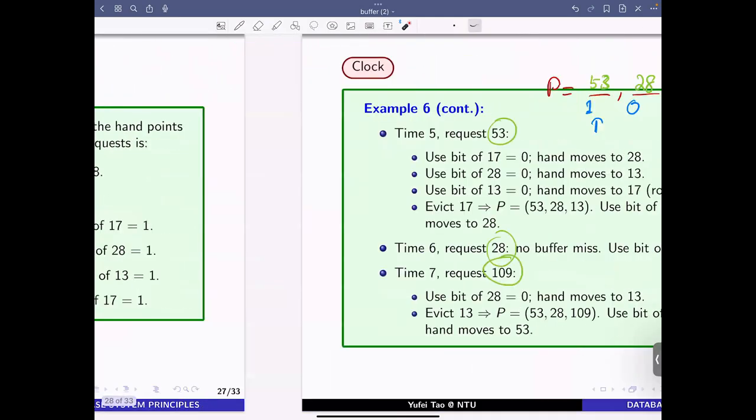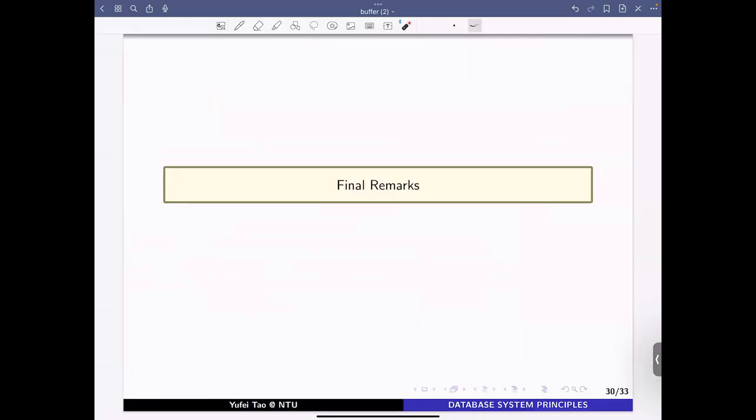All right, so we've already talked about all the algorithms, including one optimal but hypothetical algorithm that cannot be implemented, and 3 algorithms that can be implemented.